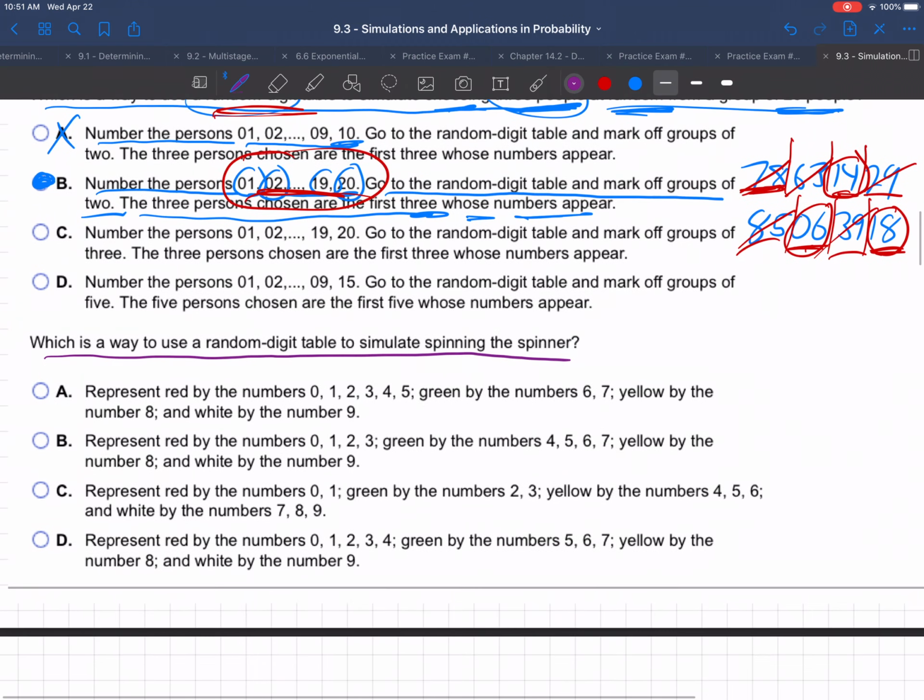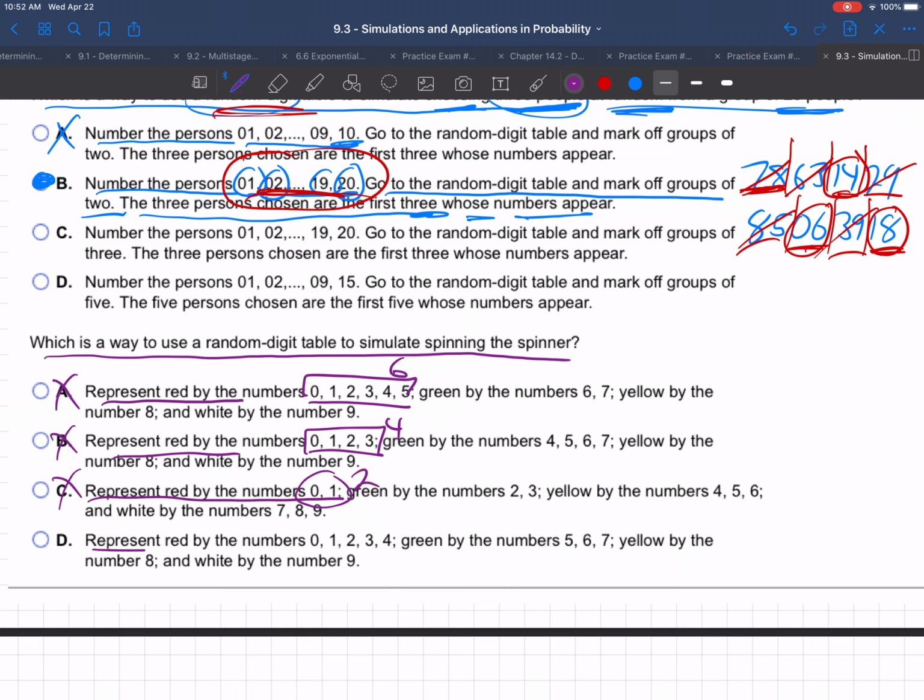So, coming back to the question, it's going to be represent the red by the numbers 0. No, that would be 6 numbers. Red's only supposed to get 5. No. Represent the red by 0. No, that's only 4 numbers. Red's supposed to get 5. Represent the red by 0 and 1. No, that's only 2 numbers. Red's supposed to get 5. Represent the red by 0 through 4. Yeah, that's 5 numbers. Green has 3 numbers.